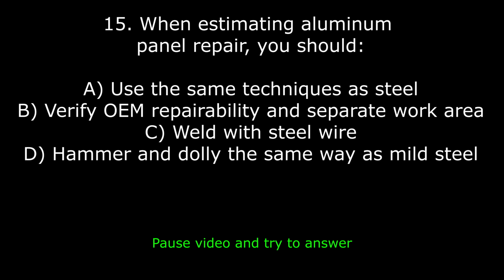15. When estimating aluminum panel repair, you should A, use the same techniques as steel, B, verify OEM repairability and separate work area, C, weld with steel wire, D, hammer and dolly the same way as mild steel.